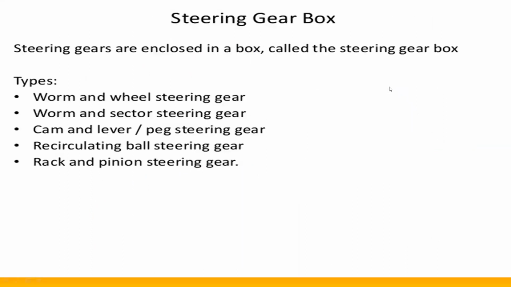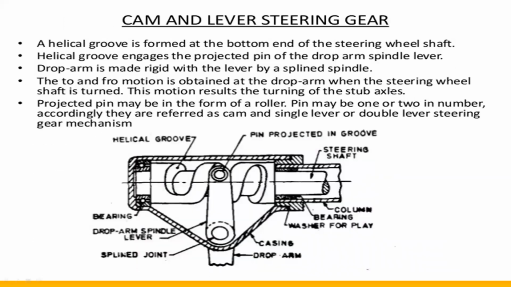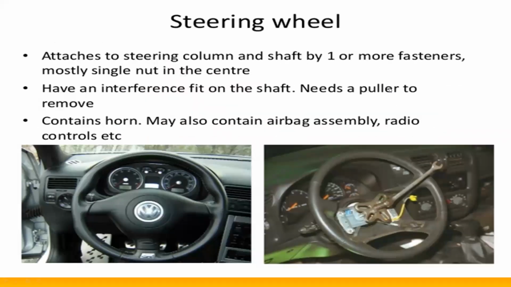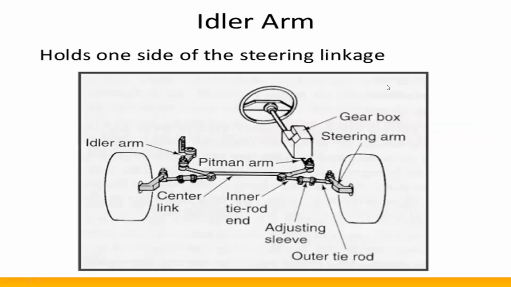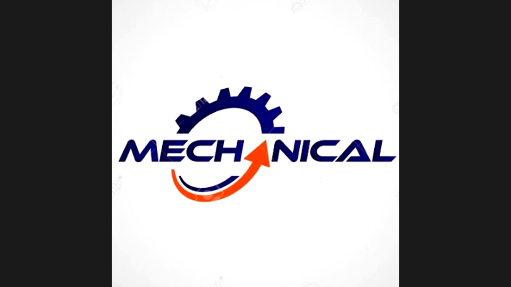As for the steering gearbox, what types of gears are used in the steering system, what types of joints are used in the system, what the steering wheel and steering column are, and the different pitman arm, idler arm and steering linkages, I will give a detailed explanation of these components in the next class. So thank you guys.